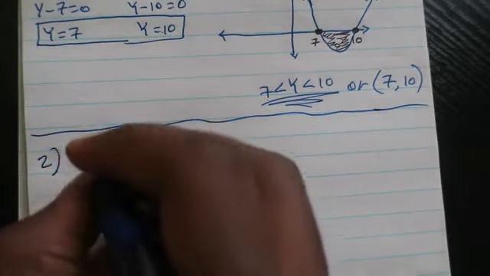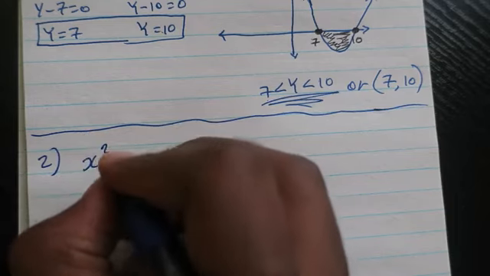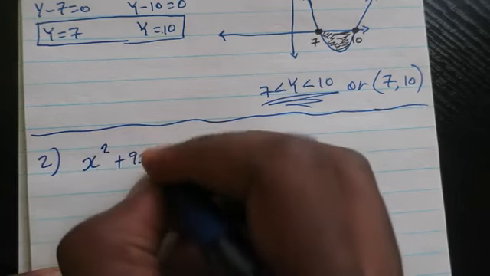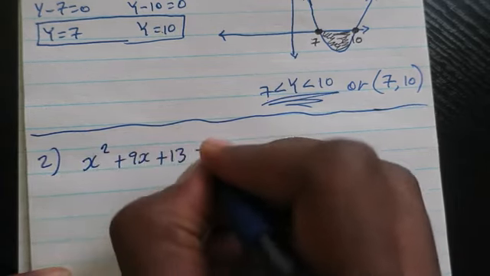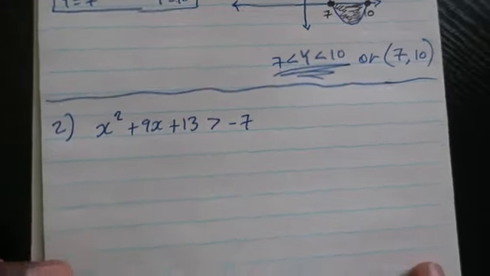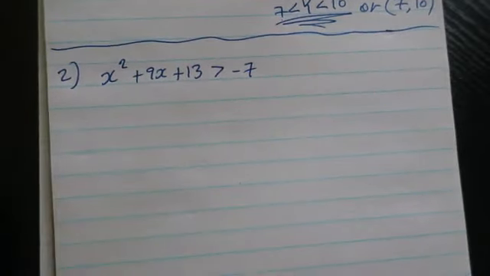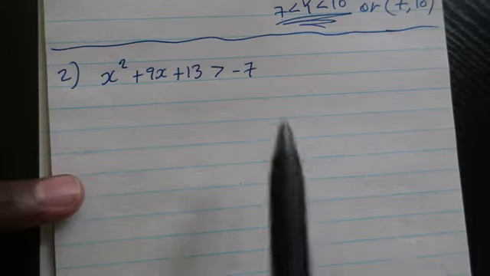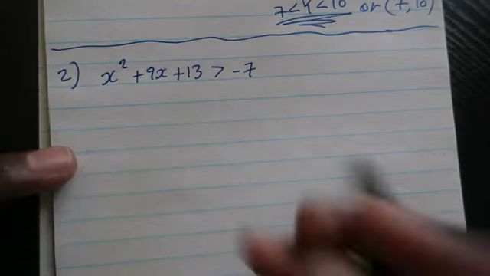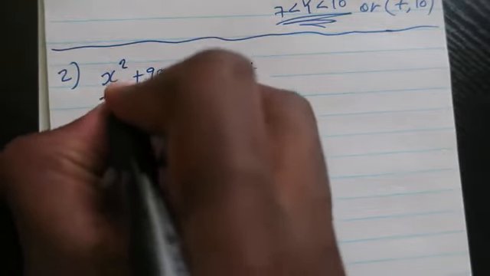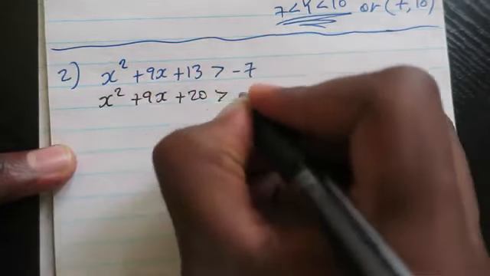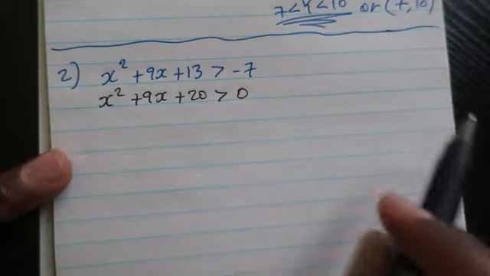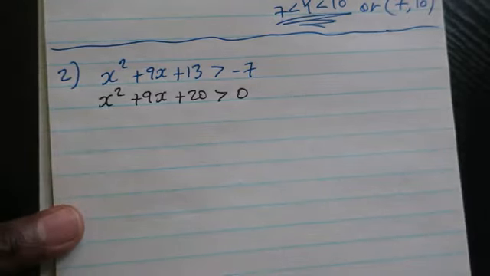Example 2, let's say I have x squared plus 9x plus 13 is greater than negative 7. Now for this problem, I need to make one side 0 first, so that means add the 7 to both sides to get x squared plus 9x plus 20 greater than 0. I want one side to be 0.